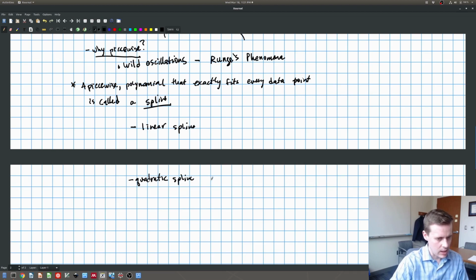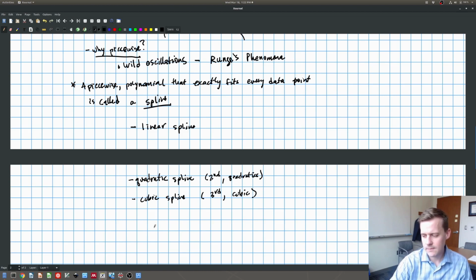Okay, that would have second order or quadratics. Okay, and you can also have a cubic spline, which would be third order or cubic equations. Okay, and et cetera, et cetera. You can keep going.